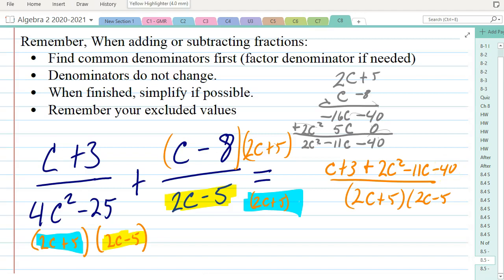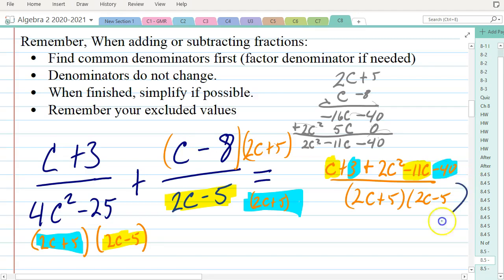Now you're looking for like terms. Here I have a regular c and I have a negative 11c. Those are my like terms. And then I also have a 3 and a negative 40. Those are going to be like terms also. So now I can go ahead and rewrite this after combining my like terms.